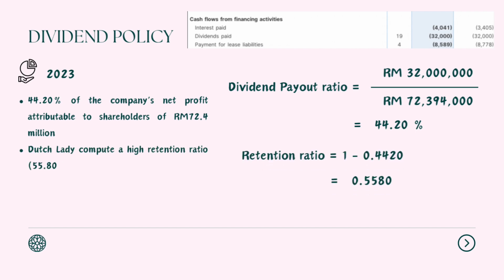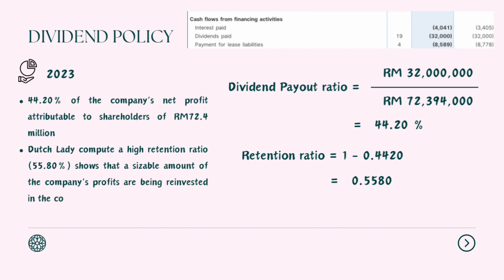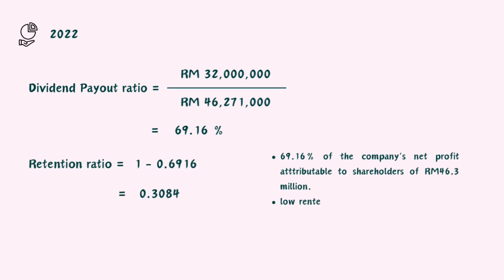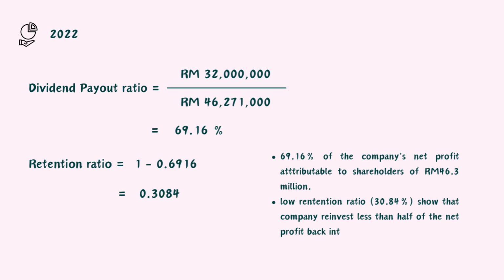Dutch Lady computes a high retention ratio, which is 55.8%, showing that a sizable amount of the company's profit is being reinvested in the company. In 2022, it was 69.16% of the company's net profit attributable to shareholders of 46.3 million ringgit, and a low retention ratio, which is 30.84%, shows that the company reinvests less than half of the net profit back into the company.